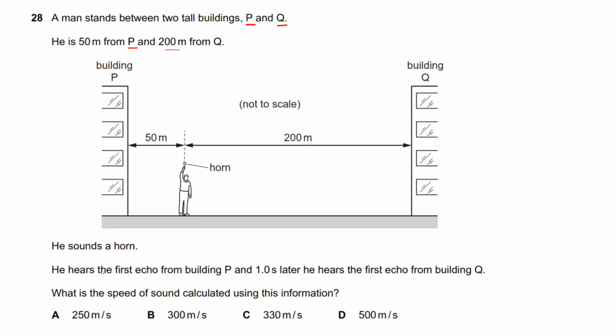He sounds a horn. He hears the echo from building P, and 1 second later he hears the echo from building Q. What is the speed of the sound? Calculating for this information, for the first sound to travel back to him, the time, let's say T1, the distance traveled is 2 times D divided by the speed of sound, call it V.